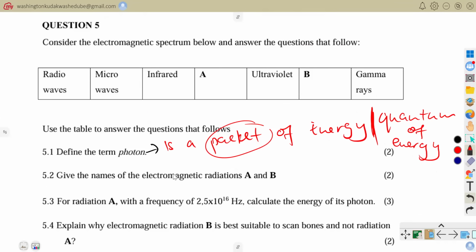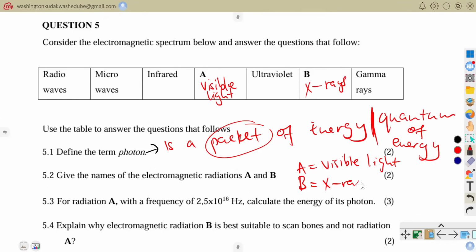Give the names of the electromagnetic radiation A and B. So we start with radio waves, microwaves, infrared. We come to visible light. What is in between infrared and ultraviolet is what we call visible light. And then after ultraviolet light, we go to X-rays, just before gamma rays. So A is visible light, and B is what we call X-rays.